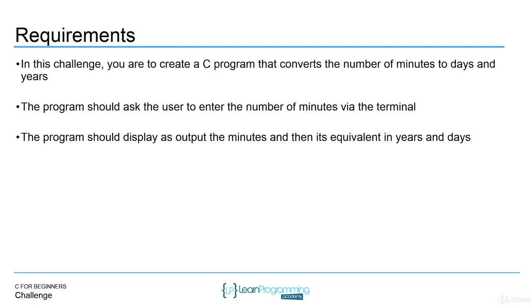Now, it gets tricky because these are all going to be doubles. So the results are going to be decimal numbers, right? Where you have floating point numbers, because a lot of times you might enter 50 minutes. Well, how is 50 minutes equivalent in years and days? Well, it's 0.0000 or something, right? Because years and days are much larger than minutes.